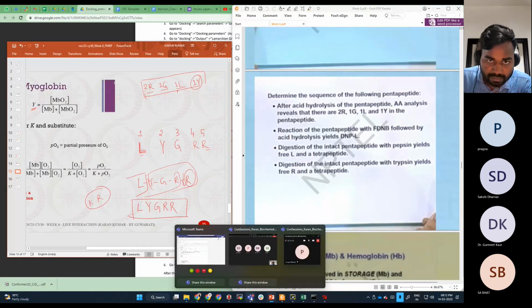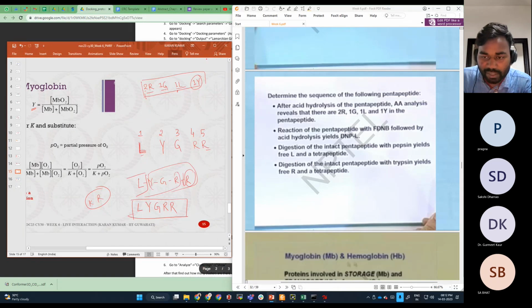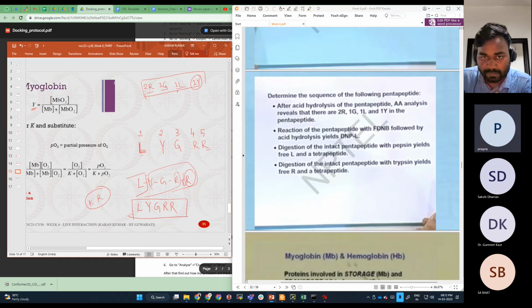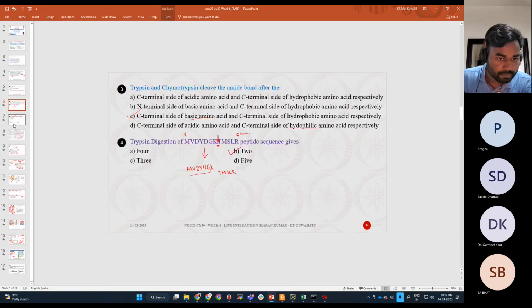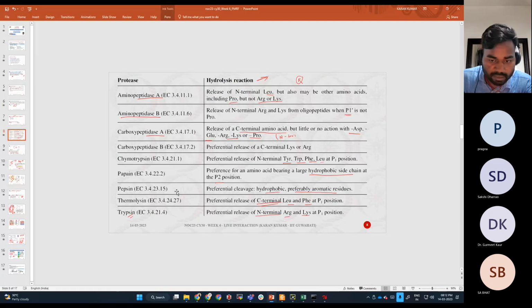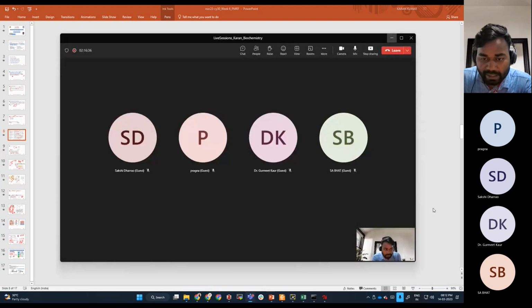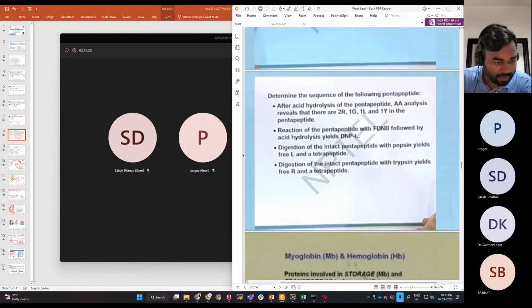Are there any other doubts related to the assignment problem or any lecture material, anything? Sir, what does pepsin act on? Pepsin acts on the C terminal of... see, I had given it here. See, the pepsin preference: it is preferential cleavage at hydrophobic, preferably aromatic amino acid. This is what I have given here.